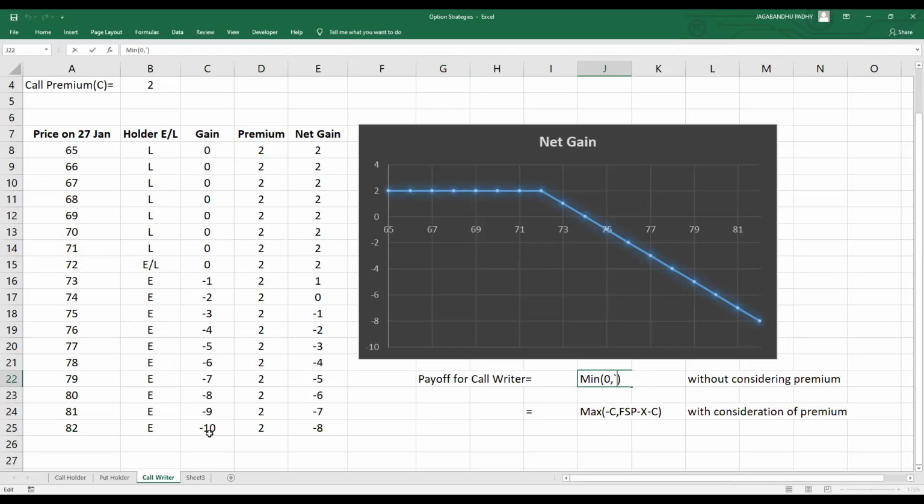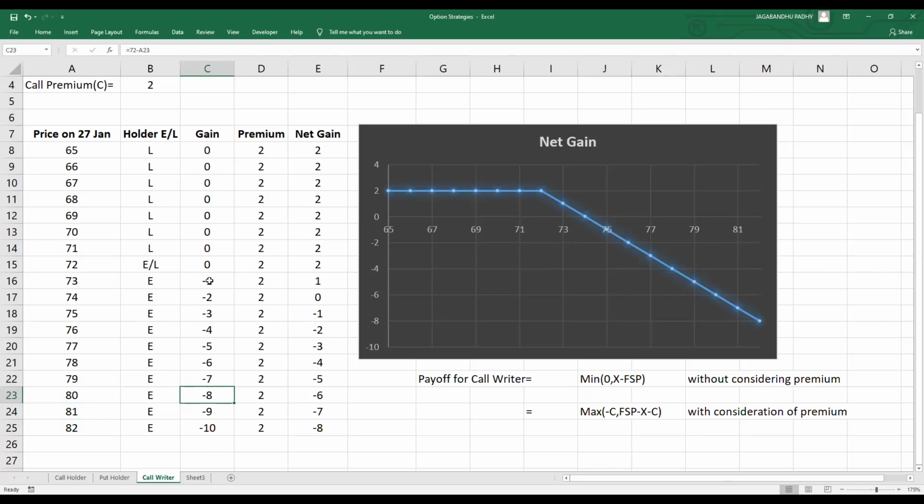Like over here, if you observe, -10, -9, these are also the payoff. So can I write this as minimum of strike price minus FSP? Right? Yes or no, guys? Look at this -10, what was that number? That was 72 minus 82, right?